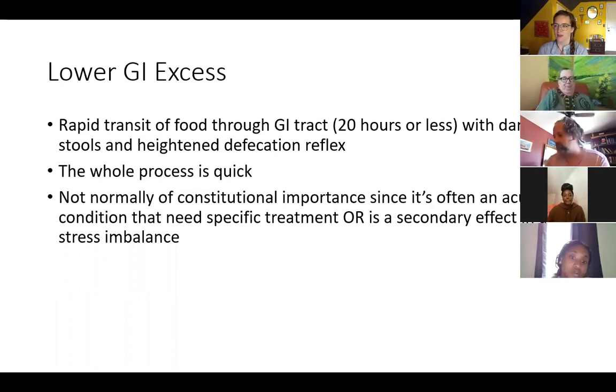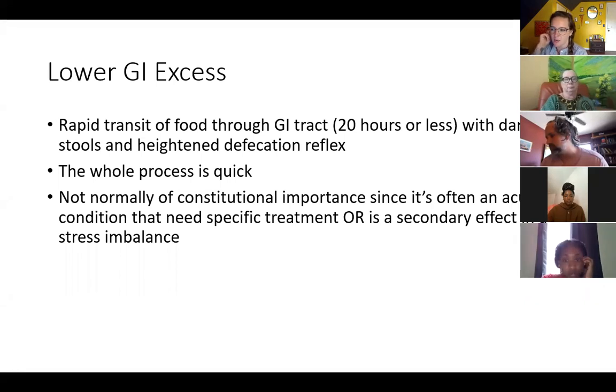Sure. All right. So lower GI excess, as you can imagine, is rapid transit of food through the GI tract, 20 hours or less. I feel like I take that with maybe a grain of salt. I think it's different for everybody. So with soft stools and heightened defecation reflex, the whole process is quick. As soon as you eat, you kind of feel like, oh, I gotta go.